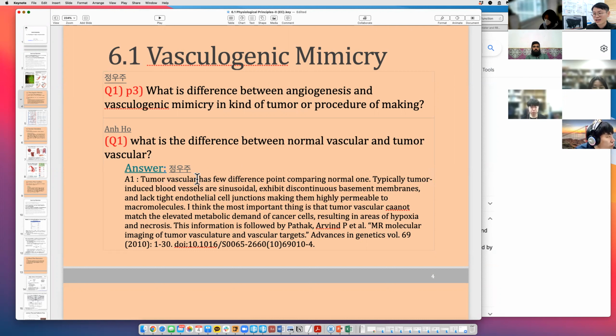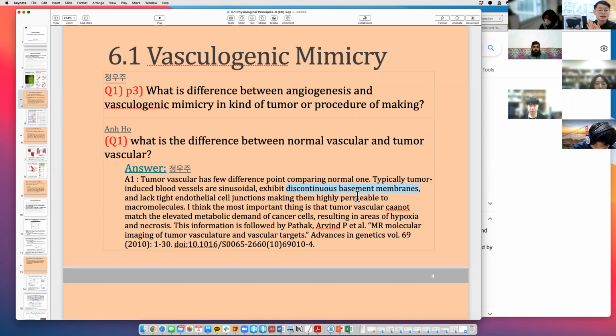Anho's finding is that tumor-induced vessels are sinusoidal, meaning tortuous. So the vessels look a little bit wiggled, okay? And this is an important point: continuous basement membranes, okay? So where's Anho over there? Oops, I can't see Anho. Somehow she has an issue today.